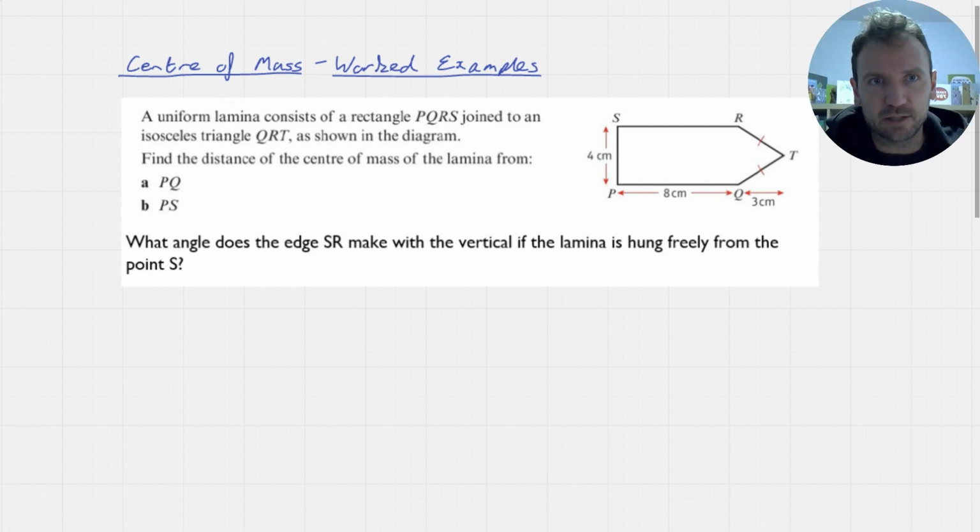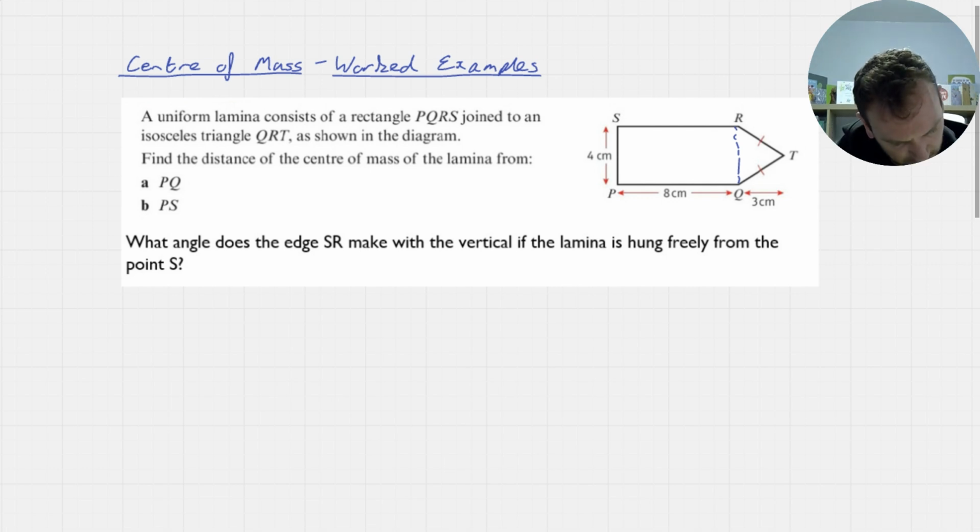We want to think about it this way because those two individual shapes we can think about much more easily than the overall one. So the first thing I do in this question is to split the shape into a rectangle and a triangle. One's very easy to deal with because this rectangle, well, we know the centre of mass of this rectangle, as long as it's uniform, is going to be bang in the centre of it.